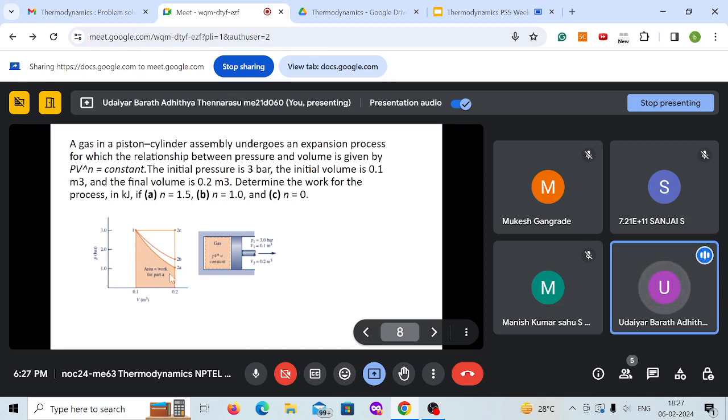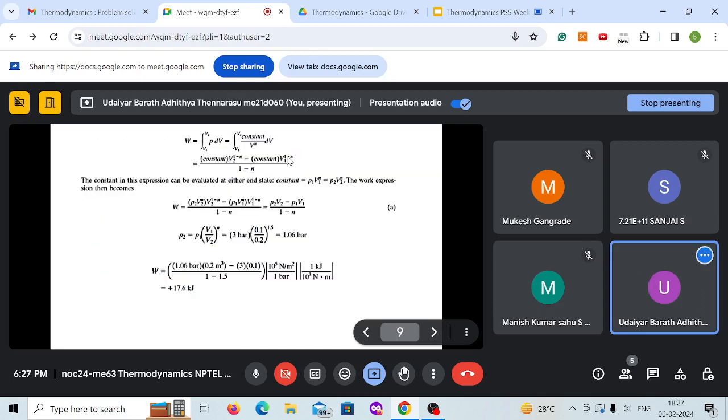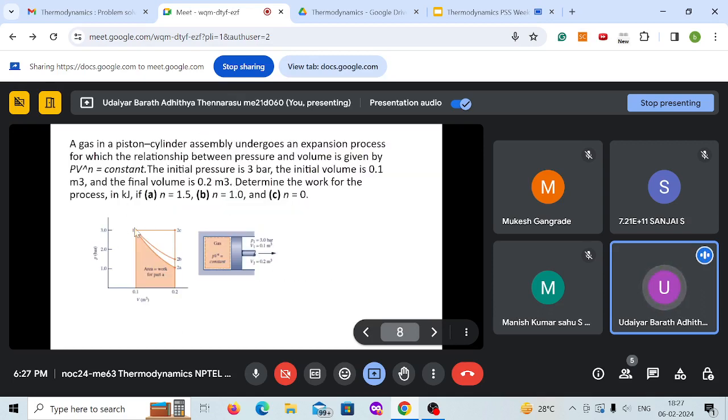So 1 to 2A is your process 1, then 2B, and then 2C is your pressure constant. You see that 2C takes the maximum work given by the process. Here the pressure is constant, so that is the third, 2C.